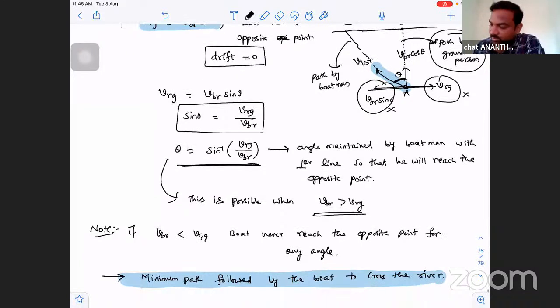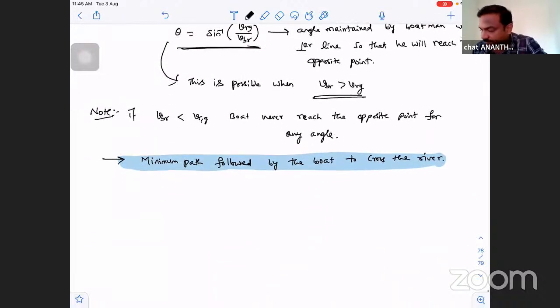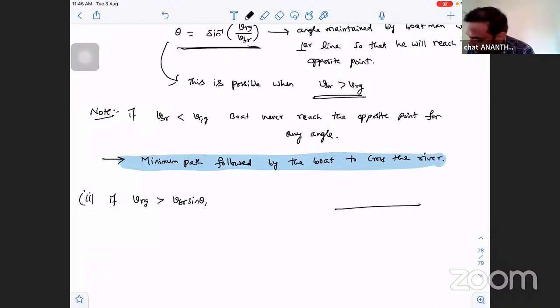Completed. Okay, so let us go to the next case. What is the next case? If VRG is more than VBR sin theta. Then what happens? See, now the boat is starting from point A. Now because of VBR cos theta, it will cross the river, meaning it will move perpendicular to the river.